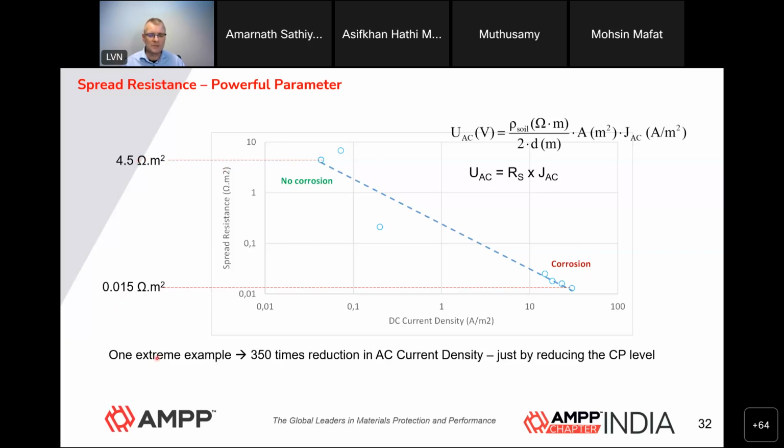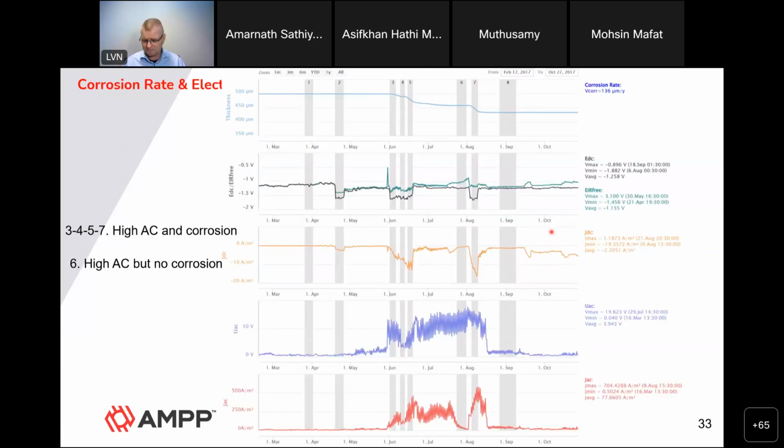This is one extreme example. You have a 350 times reduction in AC current density just by reducing the CP level. And you could imagine how much grounding you should put in the soil in order to have the same effects of the grounding. So it's really a powerful tool to adjust your rectifiers to the correct value where you have a risk of AC corrosion.